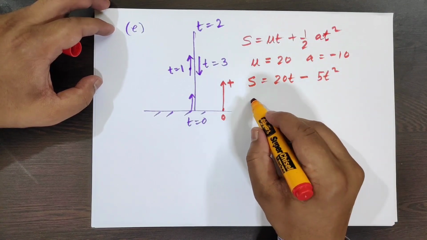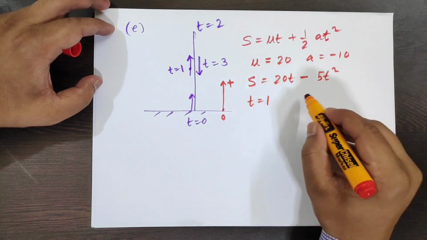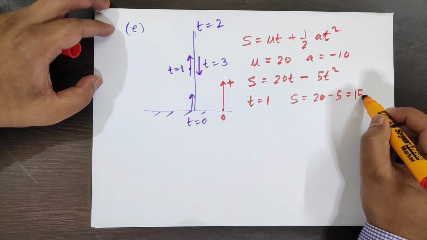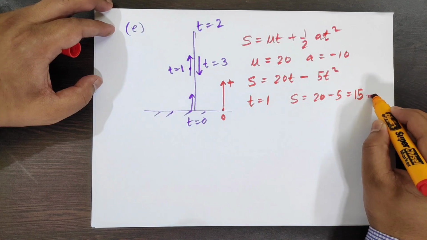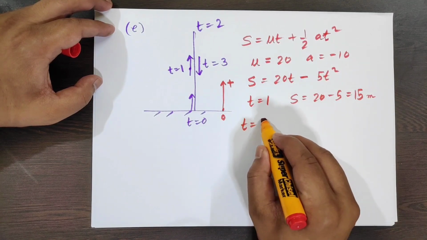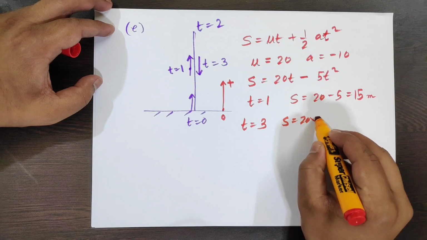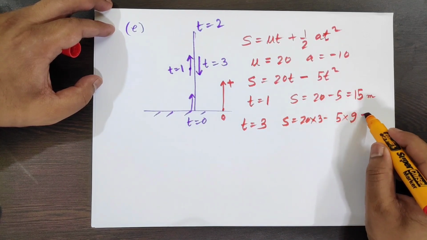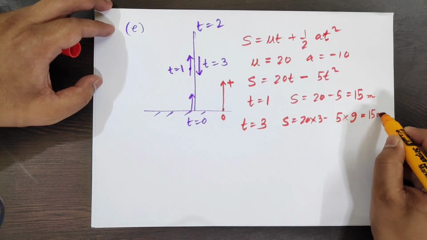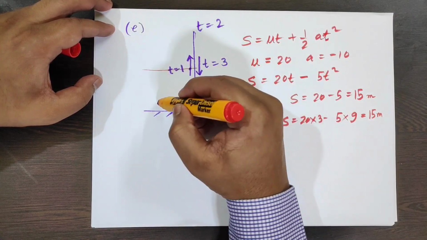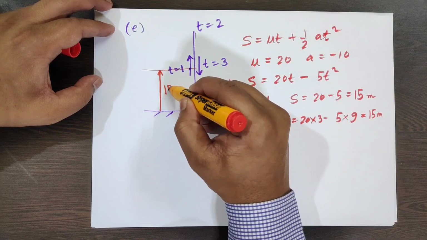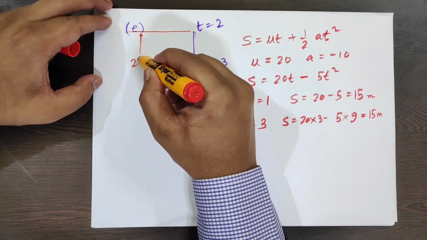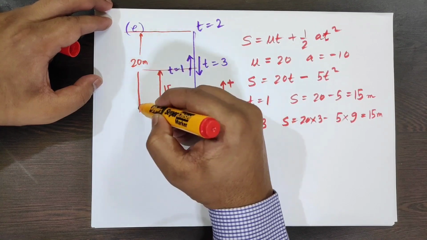Now you put here at time t equal to 1 second, s is equal to 20 minus 5, that's 15 meter, and t equal to 3 second, s equal to 20 into 3 minus 5 times 3 square, which is 9, so that will also come out to be 15 meter. So it shows that the displacement is same, 15 meter, and obviously we have calculated previously this 20 meter maximum height.